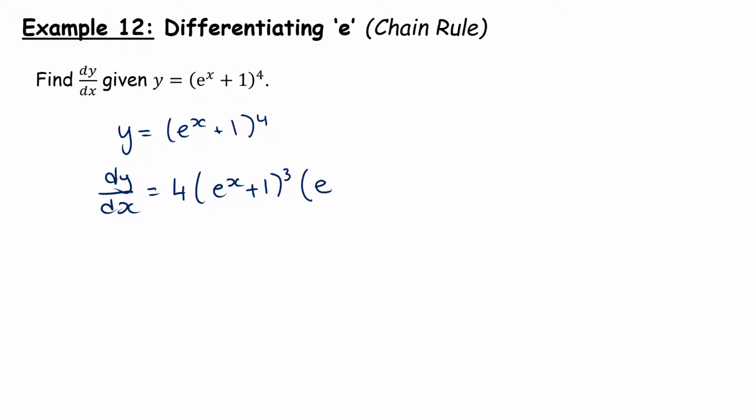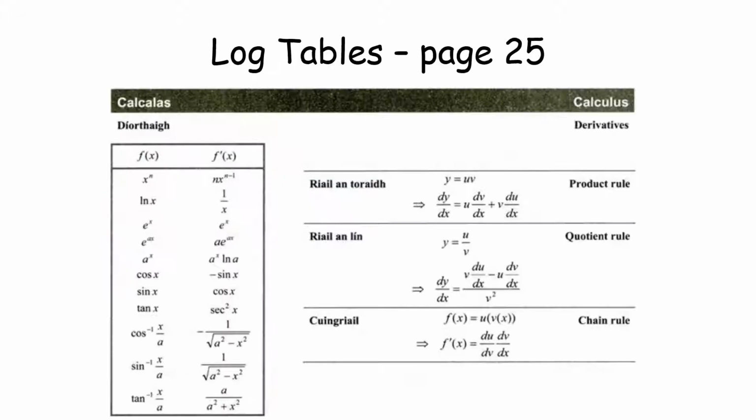So e to the power of x goes to e to the power of x, and 1 goes to 0. So we get the final answer 4e to the power of x, e to the power of x plus 1, all to the power of 3. Now, you would not be expected to multiply that out. It is perfect as is.